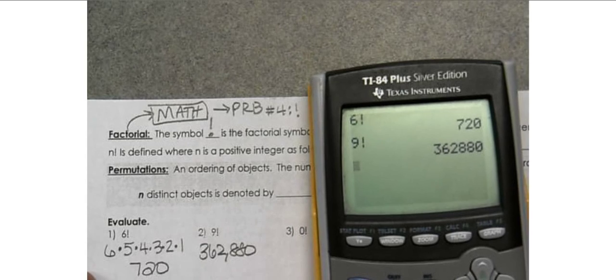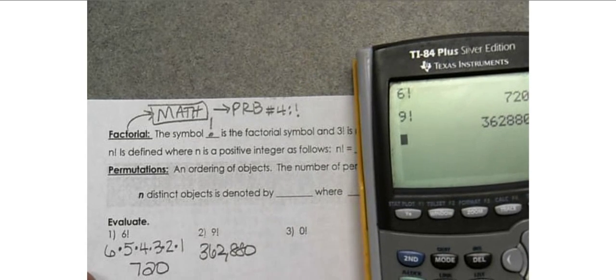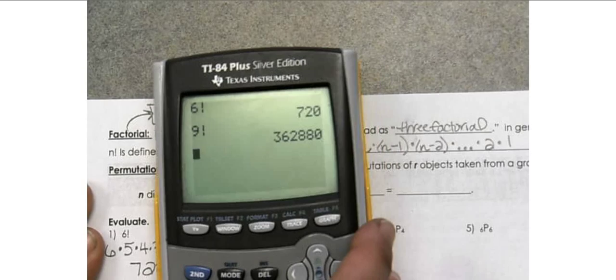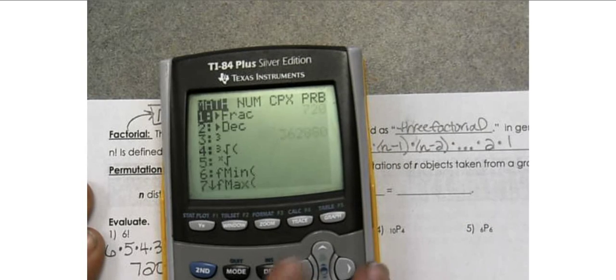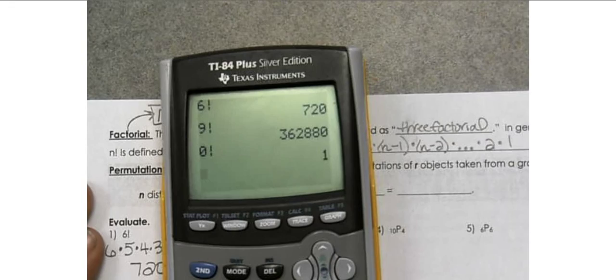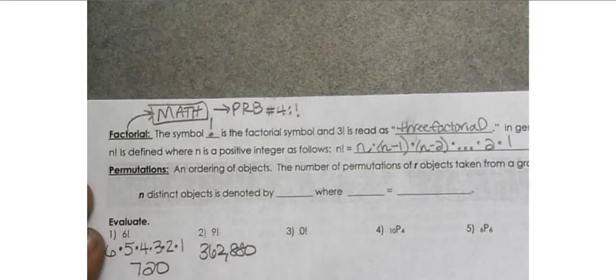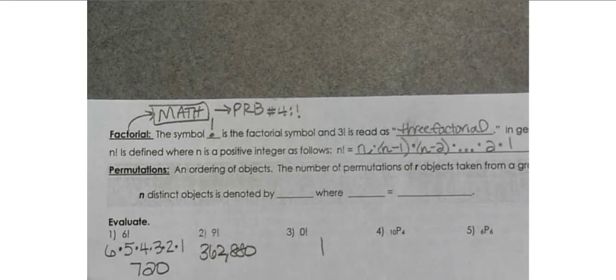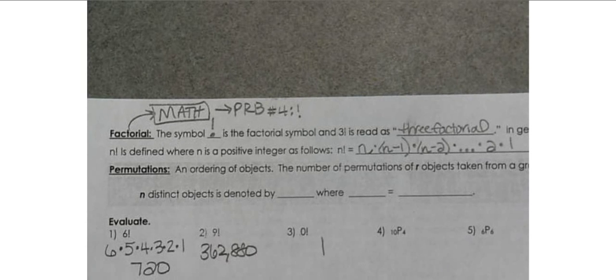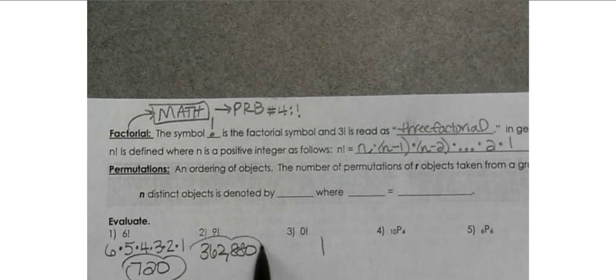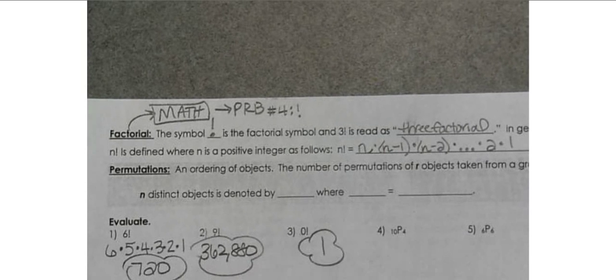And 0 factorial might be a little weird for us because we can't do anything less than 0, like to get to 1, because 0 is already less than 1. So let's see what the calculator tells us if we do 0 factorial. We get 1. And that's just a definition that's used for permutations and combinations, that formula. But that's what the factorial button is.